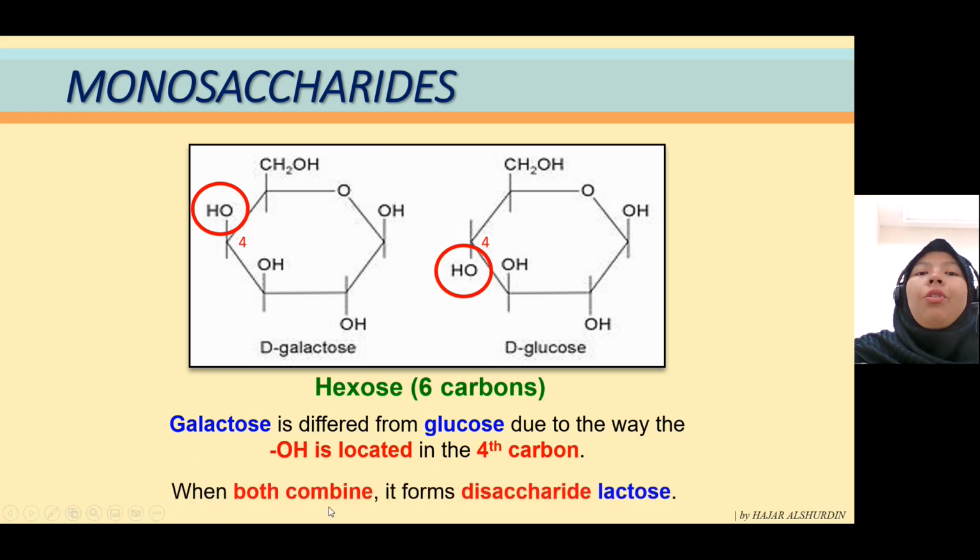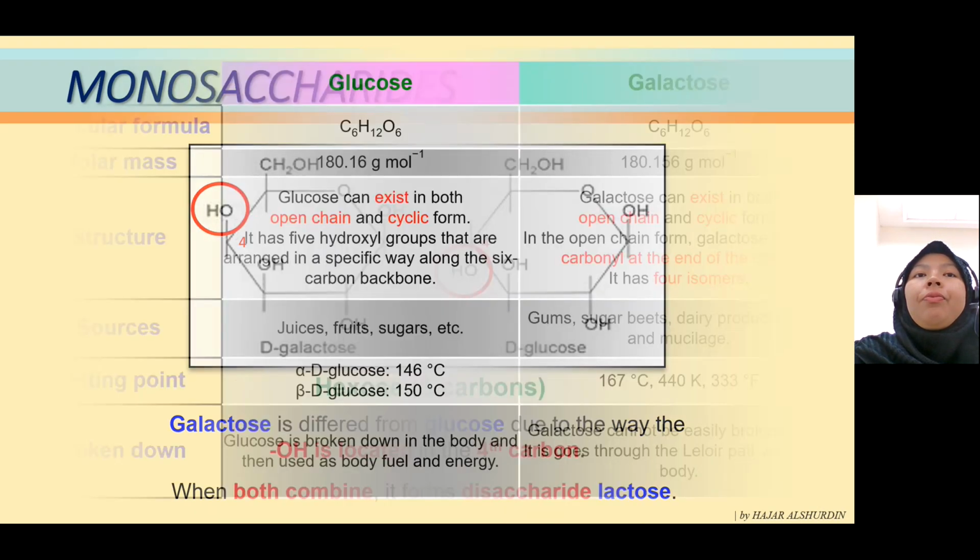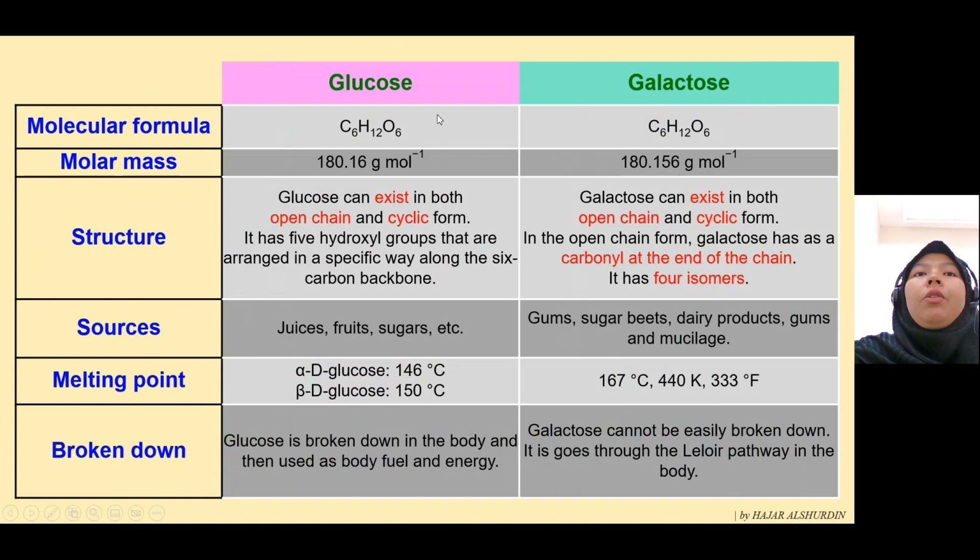Okay, when both combine, they form the disaccharide lactose. So this is the glucose and the galactose. The formula is the same, but the name is different. You have to know why: because the location of the hydroxyl group on carbon number 4 is different. The molar mass is also a little bit different. And this is the structure.